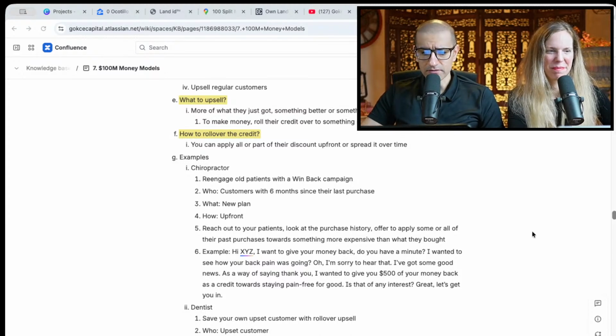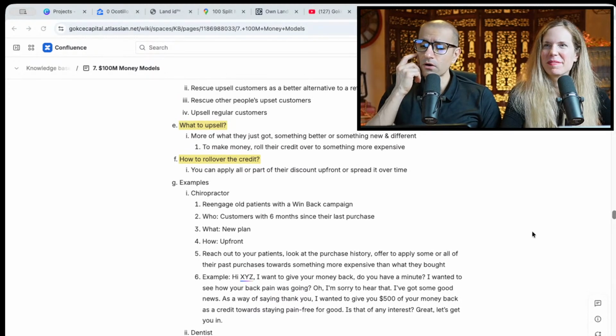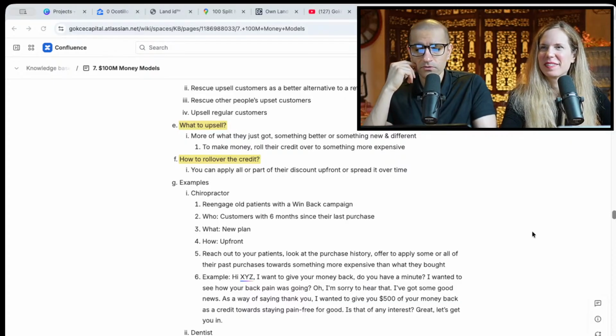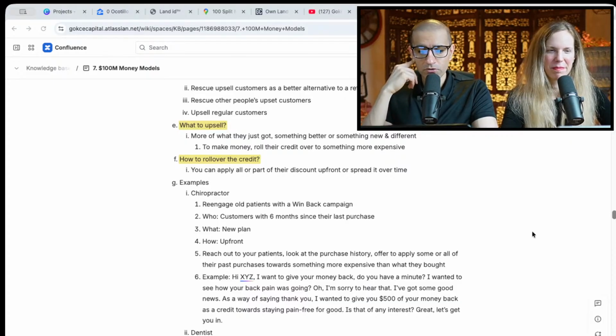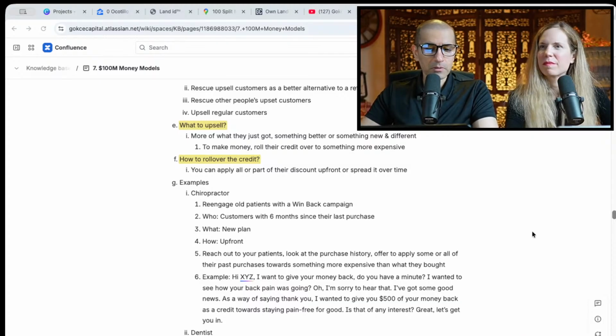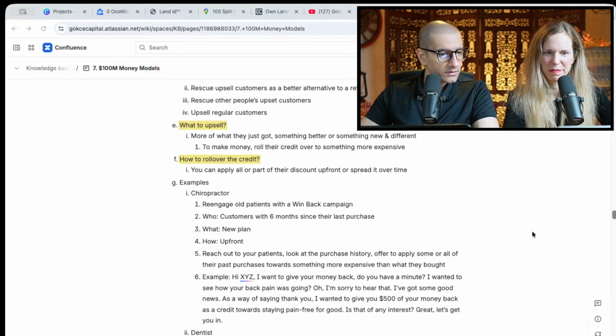So what to upsell? More of what they got, something better, or something new and different. To make money, roll their credit over to something more expensive. So how to roll over the credit? You can apply all or part of their discount up front or spread it over time.